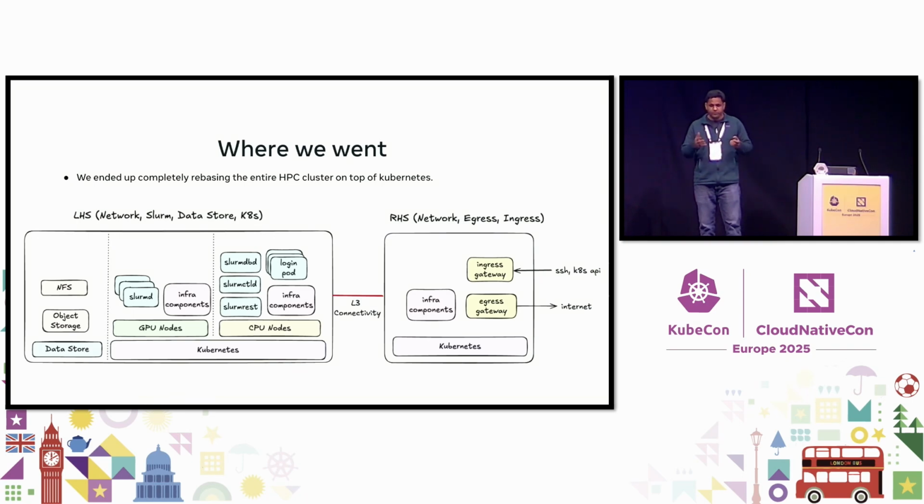The reason for doing this split was that the right-hand side pretty much stays the same. We can reuse it across multiple cloud providers. We don't have to customize it at all. On the left-hand side, because we are running on Kubernetes, we can take that and run it across multiple cloud providers, but we still have to do some customization based on the cloud provider or specific needs of the cluster, specific hardware, etc. So the only thing we need in between is the L3 connectivity, so that they are connected over the network, and that's about it.